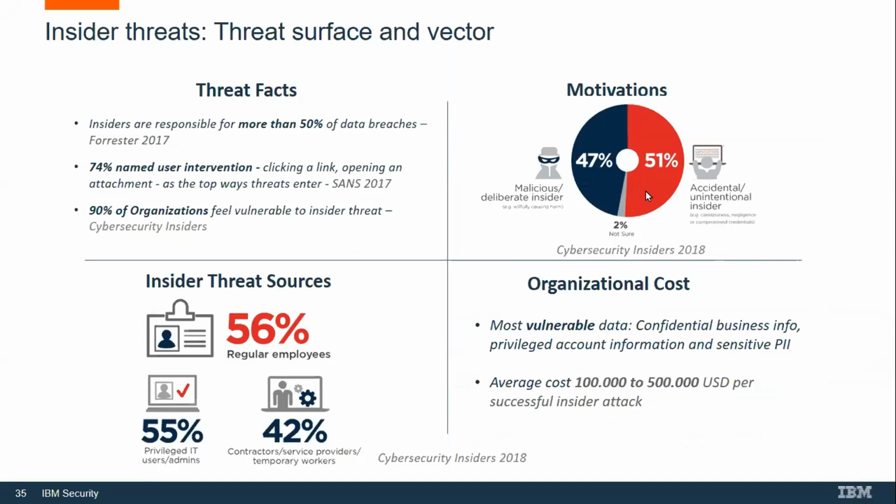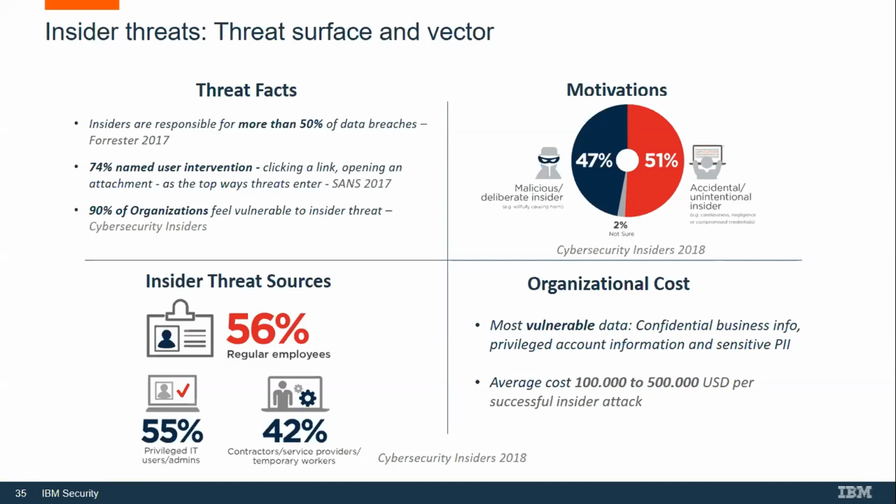Now that doesn't mean the problem is going to be your insiders, the people inside your organization, but here's what the cybersecurity community has told us. Insiders are responsible for more than 50% of data breaches, according to Forrester in 2017. That continues on: 74% named user intervention, like clicking a link. Whether you know it or not, clicking a link in that email that downloads malware and all that other good stuff is an insider threat. And 90% of organizations feel very vulnerable to insider threats. So insider threats are a big portion of this.